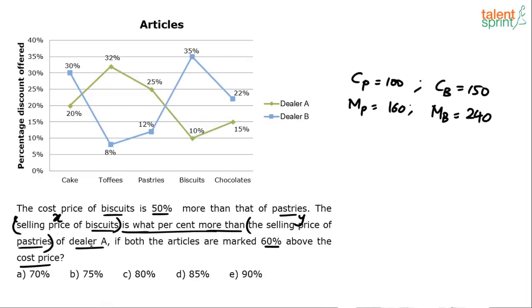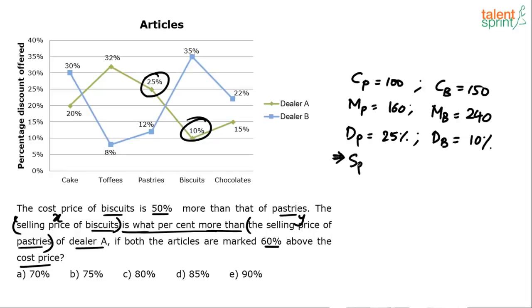We are talking about dealer A. Dealer A is the line in green, right? Biscuits and pastries. Biscuits, dealer A gave 10% discount. Pastries, he gave 25% discount. So, discount on pastries, how much is it? 25%. Discount on biscuits, how much is that? 10%. Discounts are always on the mark price. So, what's the discount value? Or let's directly calculate the selling price value. How much is the selling price? Selling price is going to be 75%. If the discount is 25%, selling price will be 75%. Of what? Of the marked price only, always.